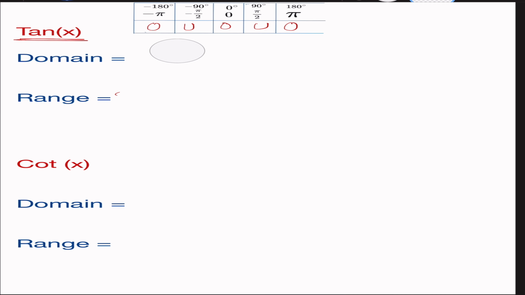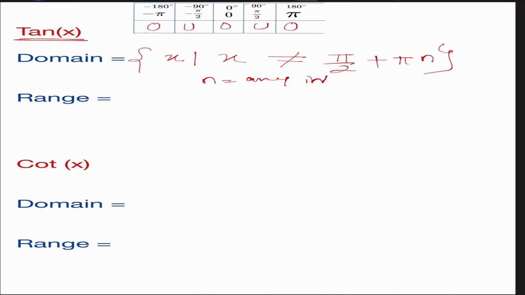So let's just write down the domain now. Domain is x, all the real numbers. However, x cannot be pi by 2 or its multiples, plus n pi, okay, so n is any integer here. And what is the range? Range is y can be all the real numbers, okay? All the time, y can be all the real numbers.